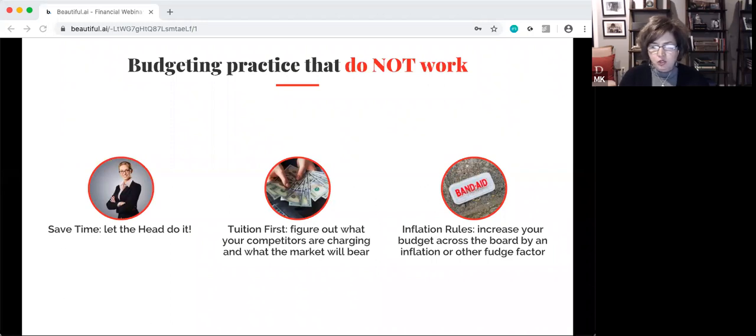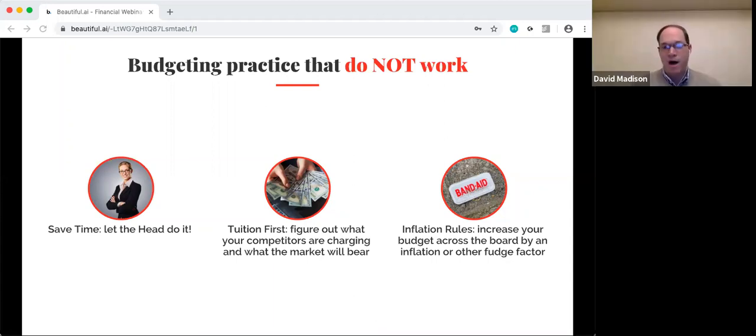The second practice that doesn't work is tuition first. Figure out what everybody's charging and what the market will bear, and that's what our tuition is. We're going to talk about how to create the budget, but this is not the best approach, because you want to solve for your tuition and figure out what it is that you need to run your program. And so just guessing what your tuition should be based on what everybody else is doing is really not a great approach. And then the third approach is inflation, just increasing everything across the board, just 3% across the board. That's not accurate either.